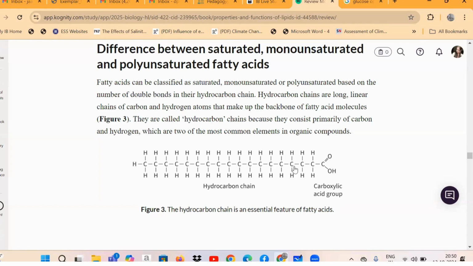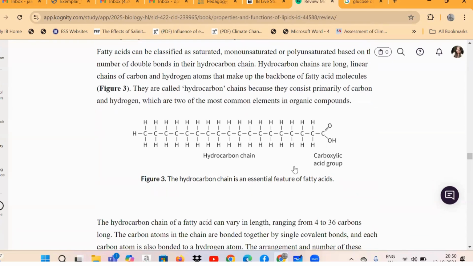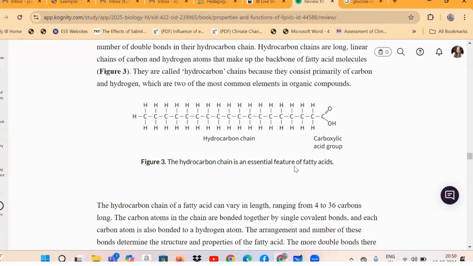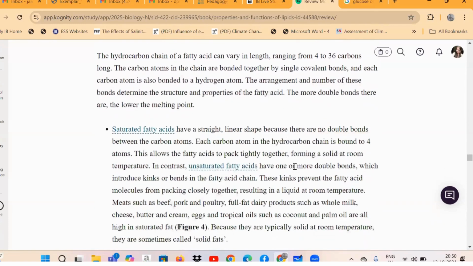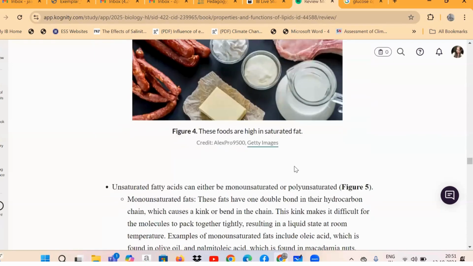Very difficult questions will not be asked. You will be asked to select whether it is saturated or unsaturated. We know that these lipids we are talking about have a very long hydrocarbon chain, which makes up the backbone of a fatty acid molecule. In a saturated fatty acid there are no double bonds, and in an unsaturated fatty acid there are double bonds. Depending upon the number of double bonds, you name them mono- and polyunsaturated fatty acids.